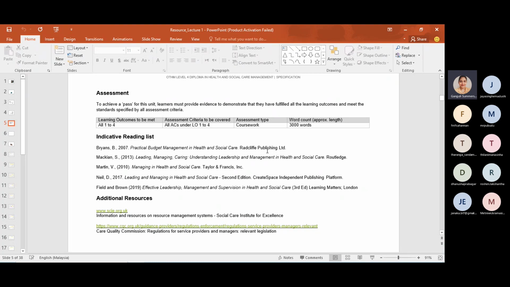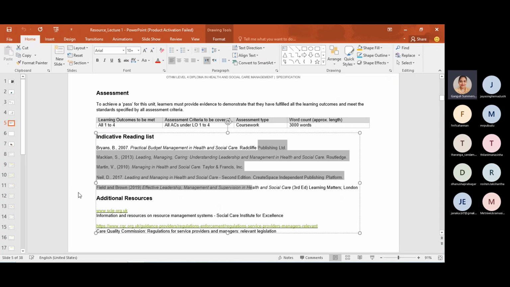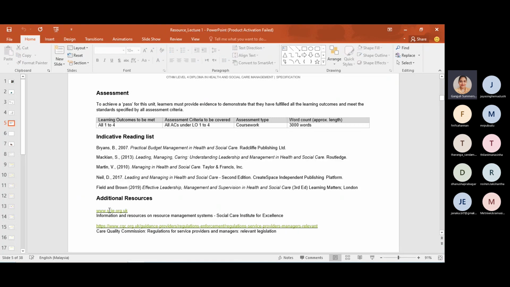The indicative reading list you can see over here, and then the author has provided some additional resources as well. As you can see, there are 2 websites mentioned. These 2 websites are also useful for you to learn this subject, because they also carry additional information about it. So you can try these 2 websites as well. I have given you the URL here, this one and this one. You can use them as additional resources as well.